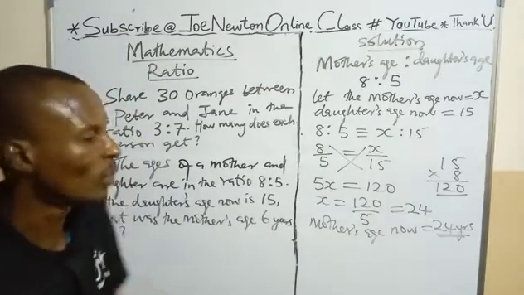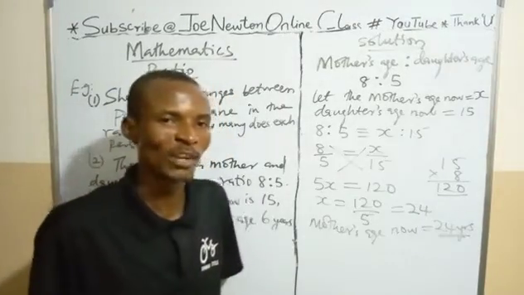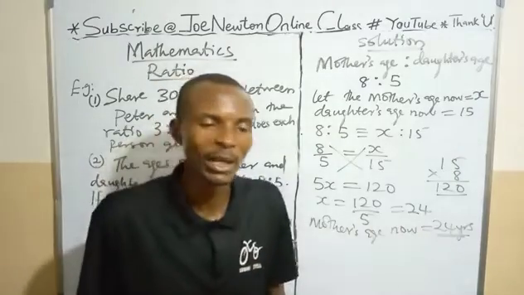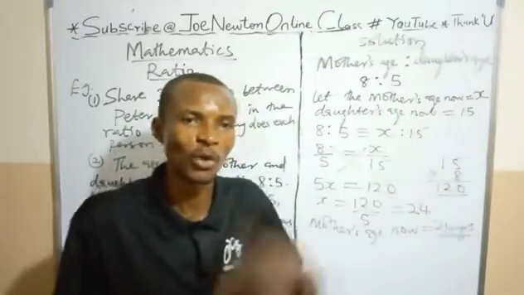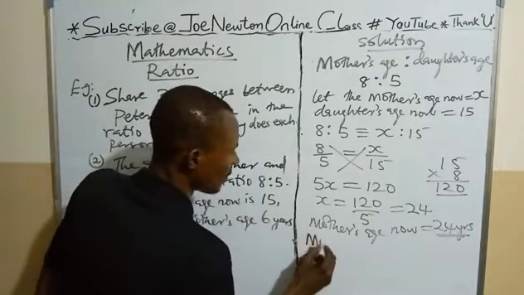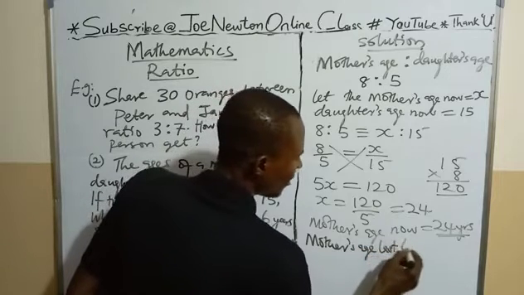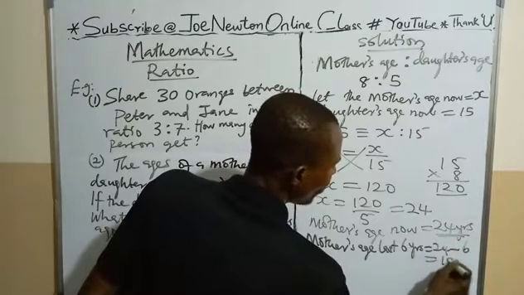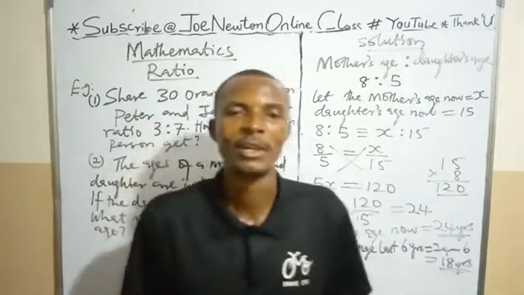But that's not the question. The question asks us to find the mother's age 6 years ago, which is very simple. If you want to know somebody's age 6 years ago, you just subtract 6 from the present age. If you want to know somebody's age in the future, all you need to do is add. But for the past, you subtract. So the mother's age 6 years ago will be 24 minus 6, and that will give you 18 years.